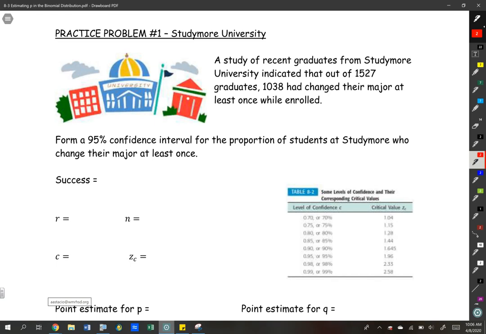Okay, so here we are on practice problem number 1. A study of recent graduates from Studymore University indicated that out of 1,527 graduates, 1,038 had changed their major at least once. Form a 95% confidence interval for the proportion of students at Studymore who changed their major at least once. Very important word here: proportion. That's going to remind us that we're working with a binomial. And whenever we talk about binomials, we really want to identify what success is. In this case, a success is a student changes their major at least once. So let's write that down.